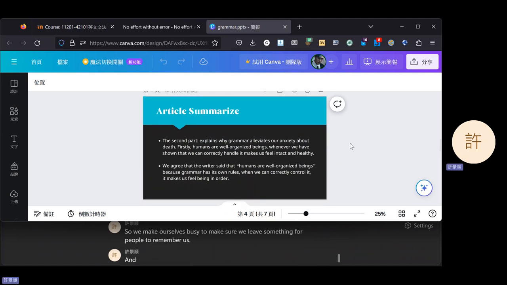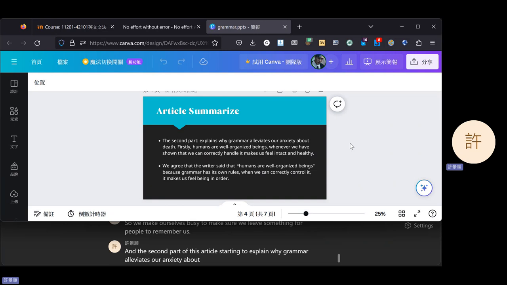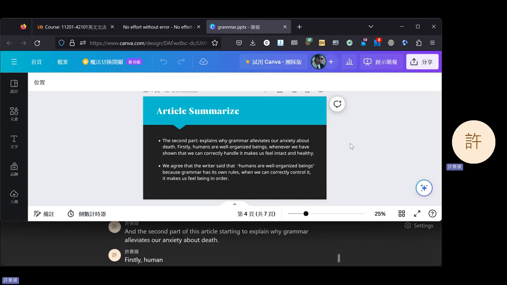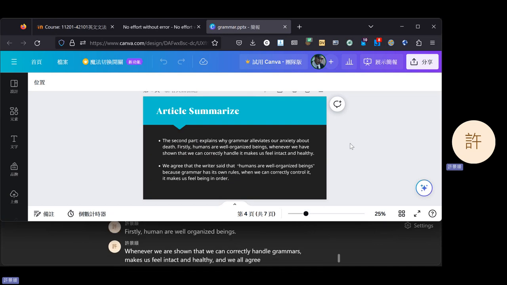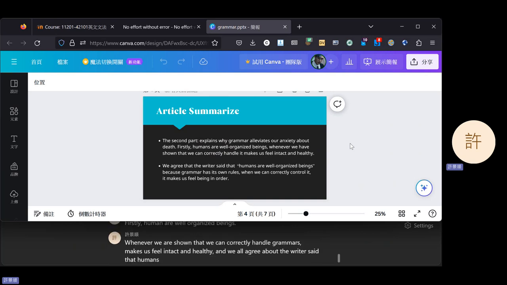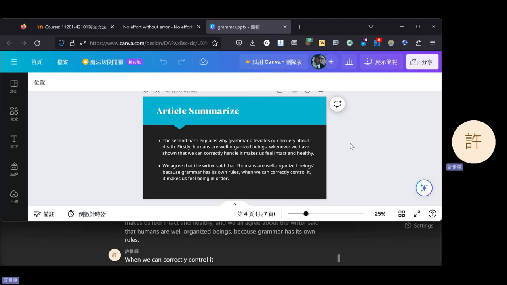And the second part of this article starts to explain why grammar alleviates our anxiety about death. Firstly, humans are well-organized beings. Whenever we are shown that we can correctly handle grammar, it makes us feel intact and healthy. We all agree with what the writer said, that humans are well-organized beings, because grammar has its own rules. When we can correctly control it, it makes us feel in order.